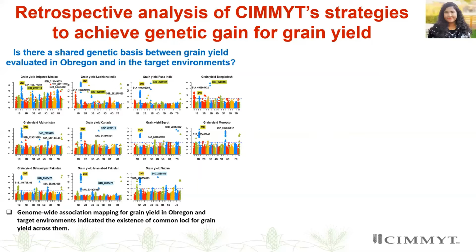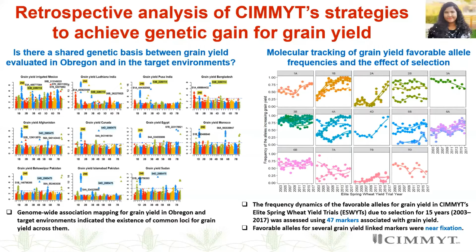And that was very interesting in understanding the genetic basis, and understanding that there is some common genetic basis of grain yield across these locations. And the next thing we did is pick out some of the consistent grain yield associated markers. So we have used about 47 markers associated with grain yield.